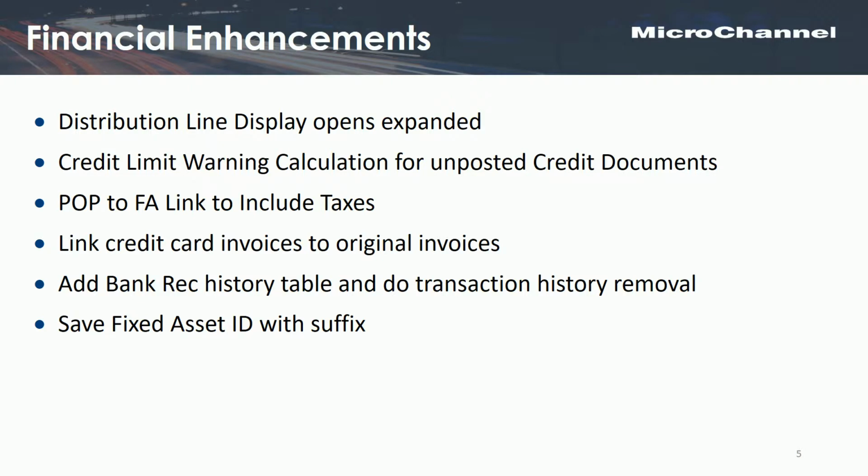Financial enhancements: the distribution line display opens in an expanded manner. The credit limit warning calculation now takes into account unposted credit documents. The POP to fixed assets link can now include taxes. Microsoft now links credit card invoices to the original invoices, so you can see more information when you're reviewing these transactions. You can add completed bank records to the history tables by a process called transaction history removal. And when you're creating new assets in the fixed assets module, you can save them with a suffix greater than 1. Excuse my stumbling there.